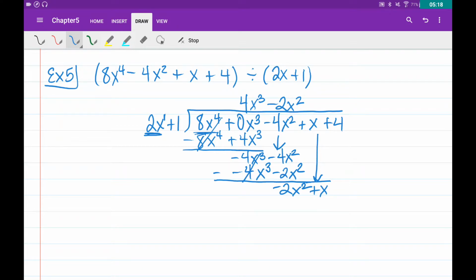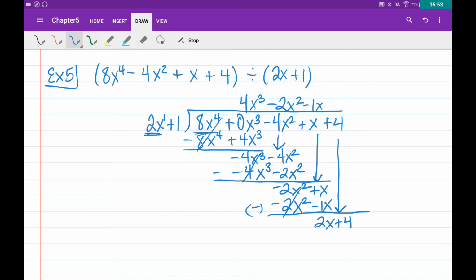Right there. All right, 2x times what gives me negative 2x squared? Hopefully you're saying in your head negative 1, and then we need another x. So there we go. Negative 1x times 2x is negative 2x squared. Negative 1x times 1 is negative 1x. So subtract. Negative 2 minus negative 2, that cancels. 1 minus negative 1, again plus a positive, so that actually ends up being 2x, and we bring down the 4.